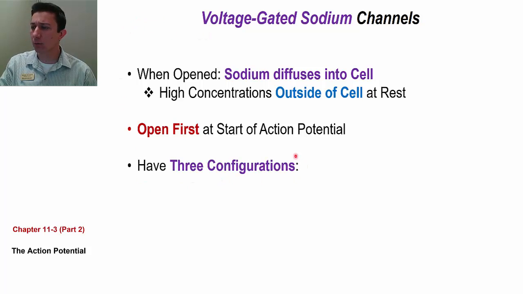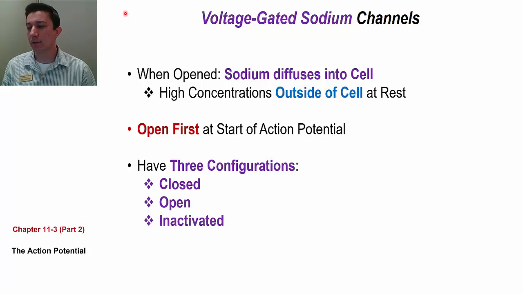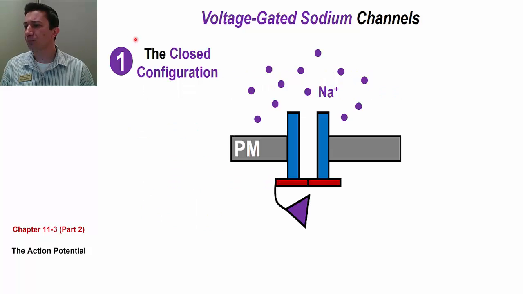Voltage-gated sodium channels are actually really complicated in how they work, in that they have three configurations that they can adopt during the action potential. They have what's called the closed configuration. They have an open configuration, which just lets sodium in. And then they have this other configuration called inactivated. And we'll look at these three configurations right now. All right, so we'll start with the closed configuration.